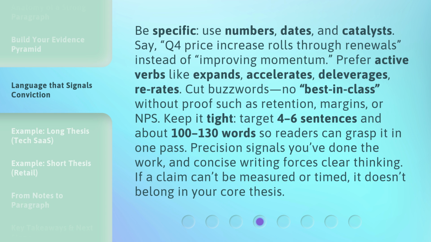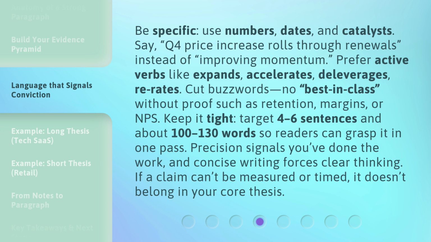Be specific. Use numbers, dates, and catalysts. Say, "Q4 price increase rolls through renewals," instead of "improving momentum." Prefer active verbs like expands, accelerates, deleverages, re-rates. Cut buzzwords. No "best in class" without proof, such as retention, margins, or NPS.